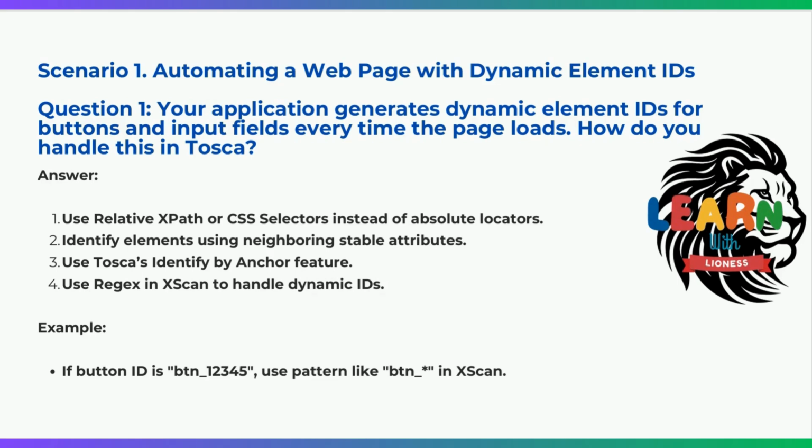Answer. 1. Use relative XPath or CSS selectors instead of absolute locators. 2. Identify elements using neighboring stable attributes. 3. Use Tosca's Identify by Anchor feature. 4. Use regex in XScan to handle dynamic IDs. Example. If the button ID is btn_12345, use a pattern like btn_* in XScan.